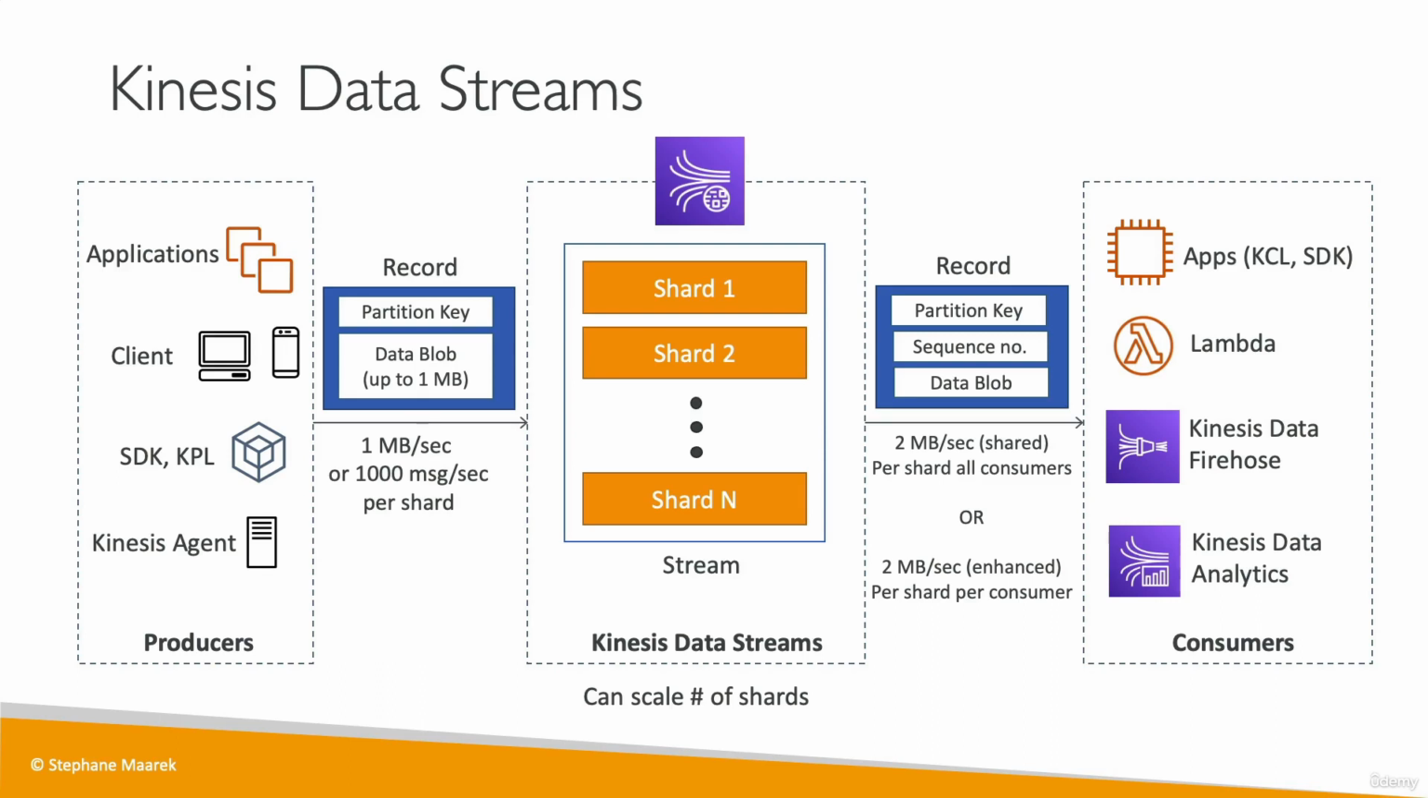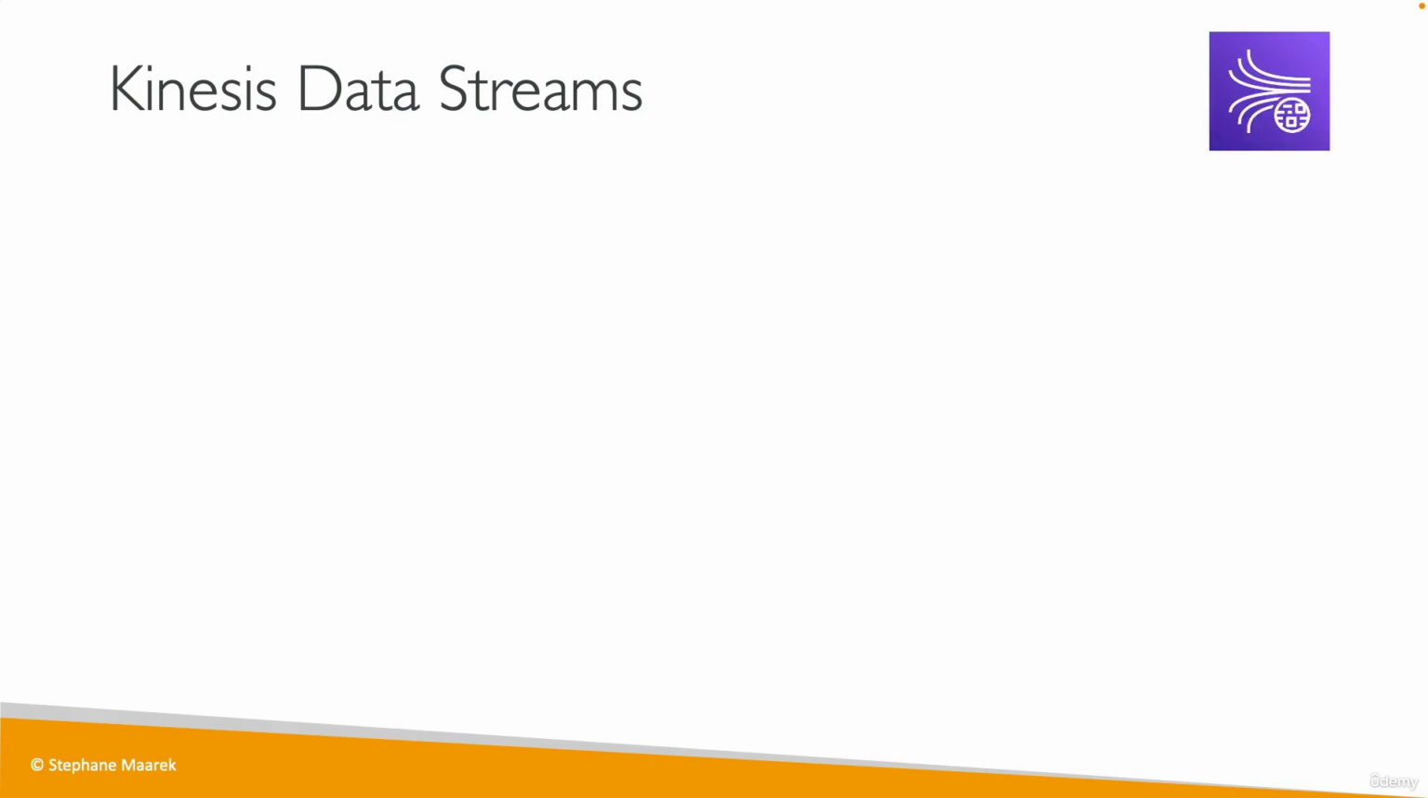So again, producers send data to Kinesis Data Streams. It stays in there for a while, and then it is read by many different consumers. Okay, some properties of Kinesis Data Streams.